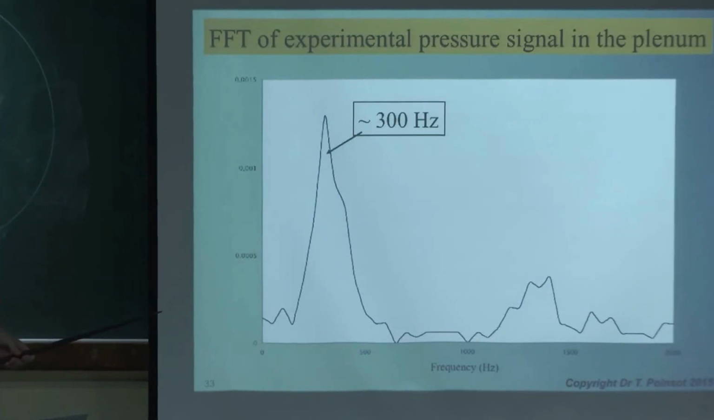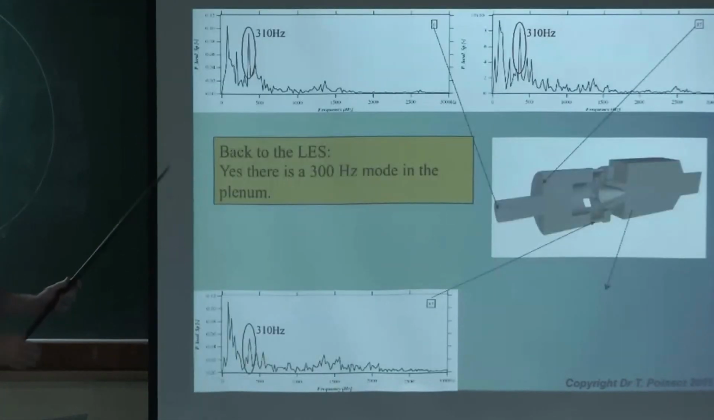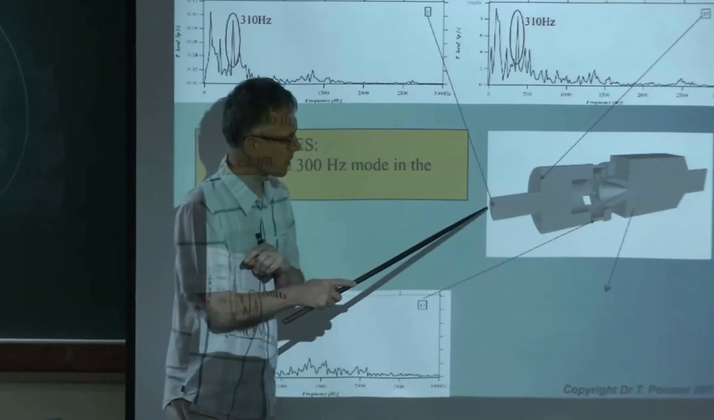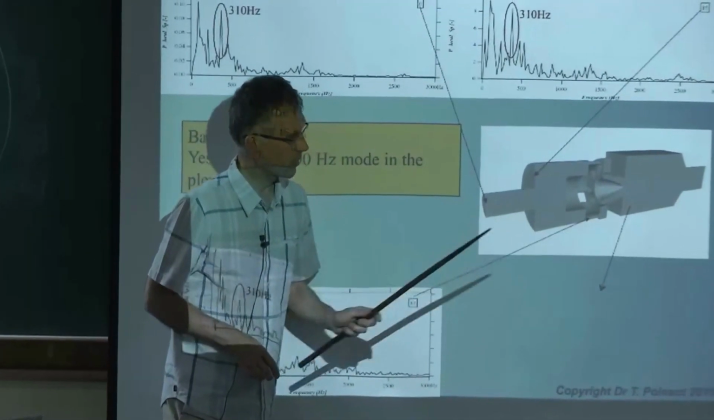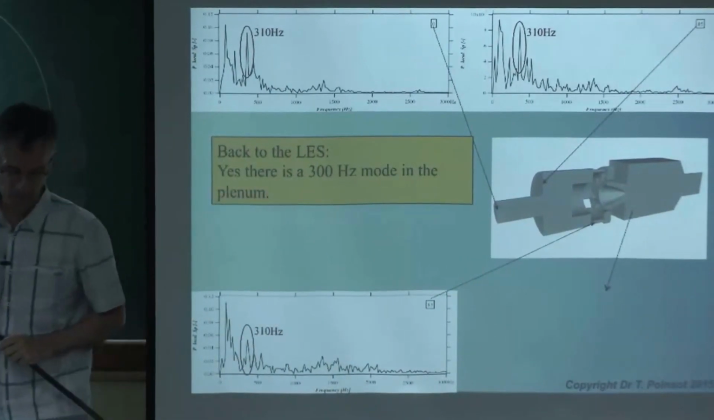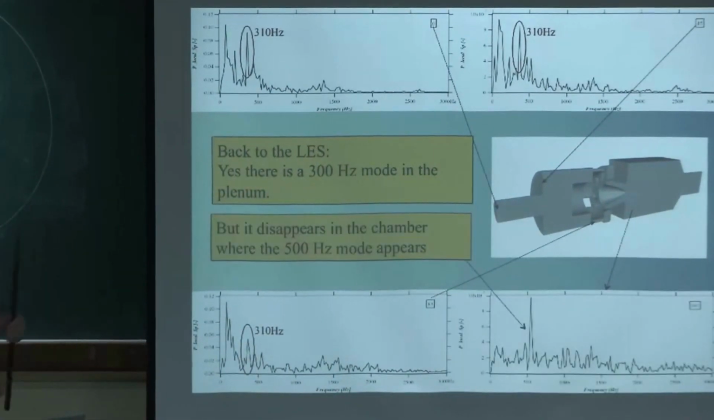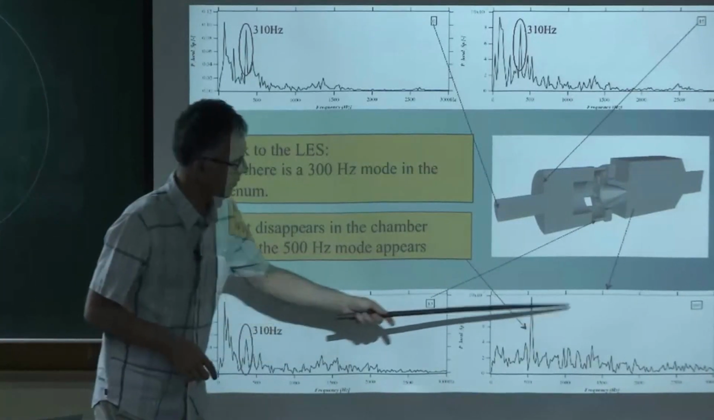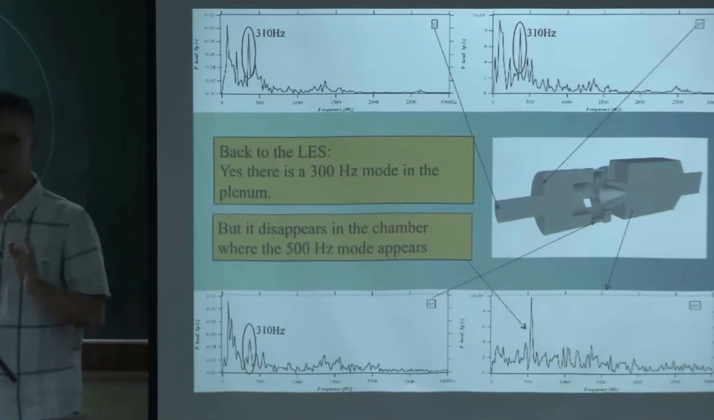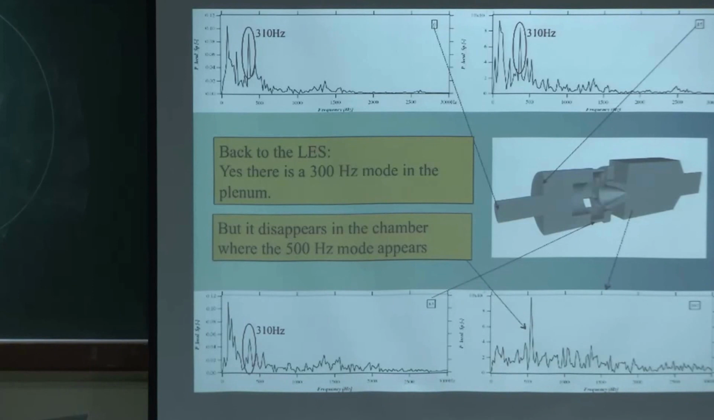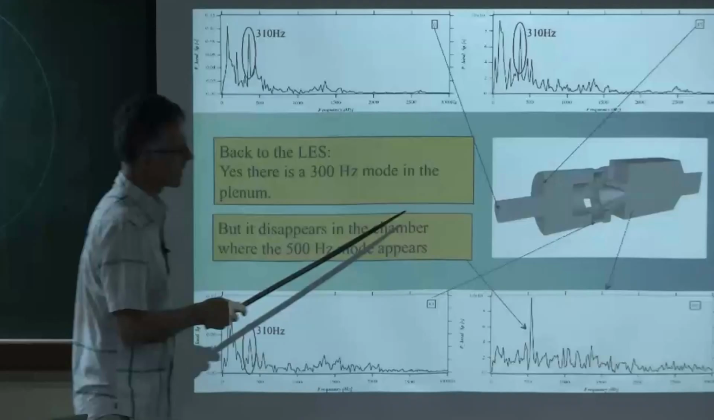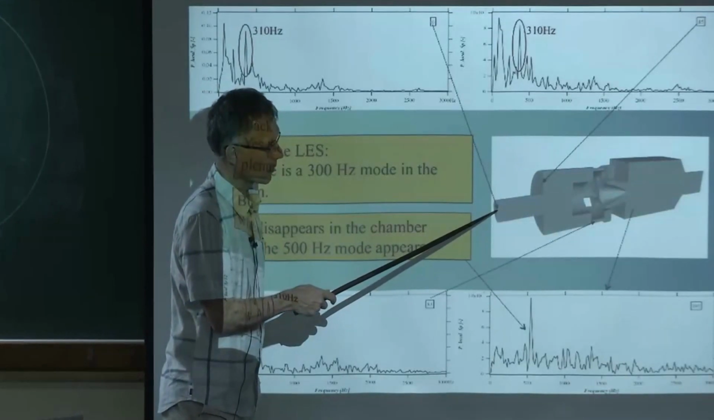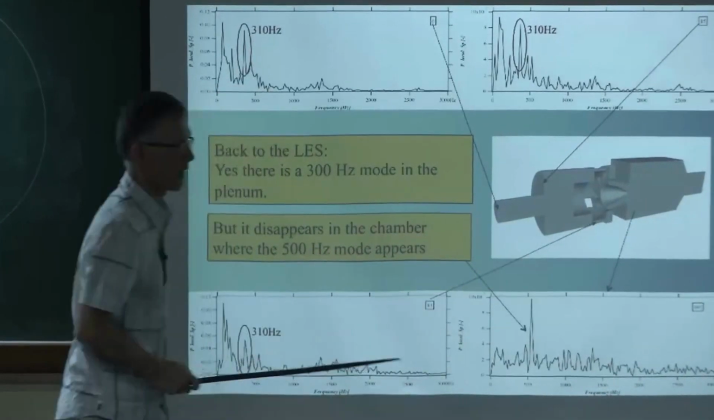The point here was that they measured this signal in the plenum. So the experimental measurement was done here, and in the LES, the signal was taken here. So we said, okay, maybe you have 300, but in the chamber, you still have 500. Which is another message here: in the same chamber, you can have multiple frequencies at the same time. In that case, you have indeed the 300 Hertz here, but in the chamber it's 520 when you look at the PVC.